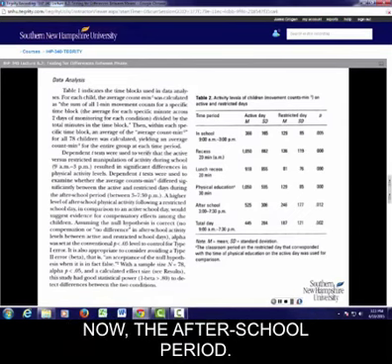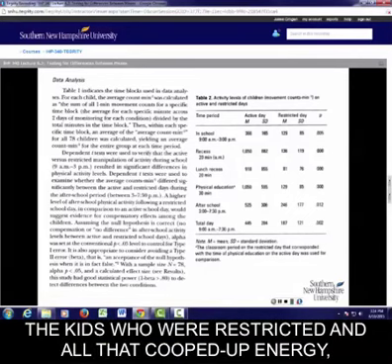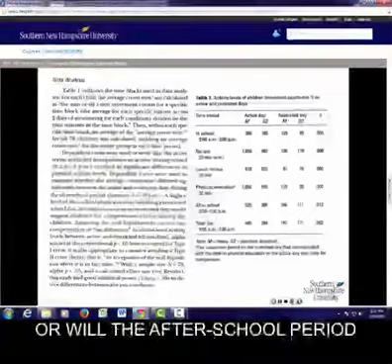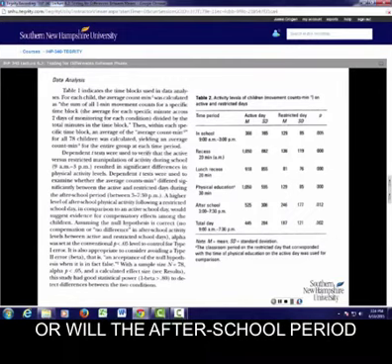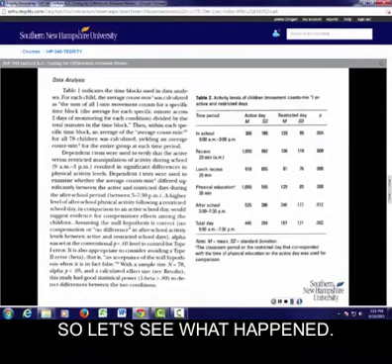Now, the after-school period. This is the one that's most interesting. Will the kids who are restricted, with all that cooped up energy, run out the doors and be active because they were cooped up all day? Or will the after-school period differ at all for movement counts? So let's see what happened.